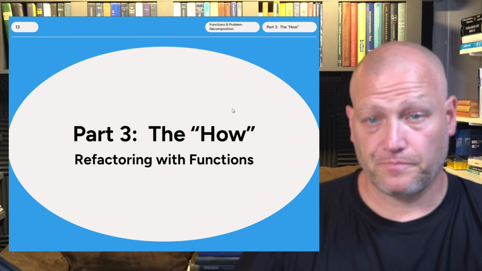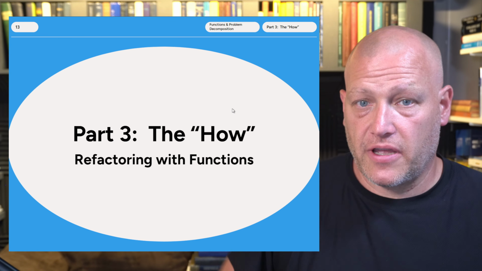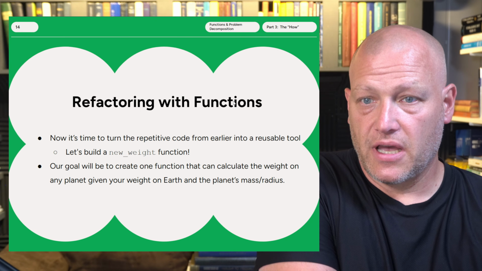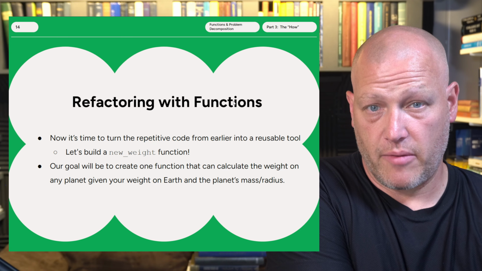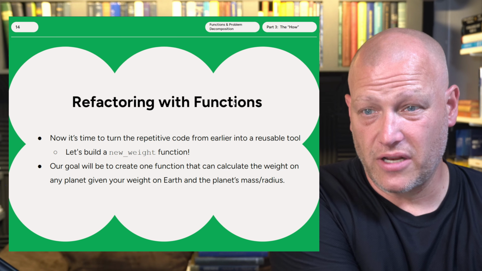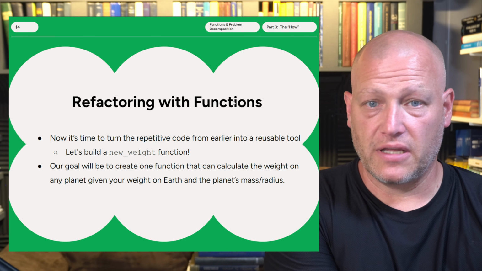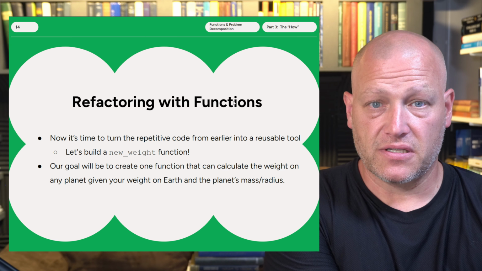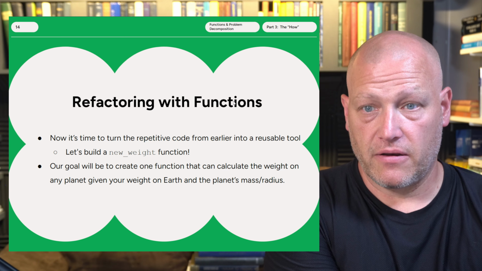Okay, so now let's talk about how to do something called refactoring functions. What is this? We basically want to turn that repetitive code that we had earlier. Remember, we were talking about Mars and Jupiter and the weight on Mars and weight on Jupiter and all that kind of thing. We want to take that repetition and put it inside of a function, in particular a function that's going to calculate our new weight on any old planet.